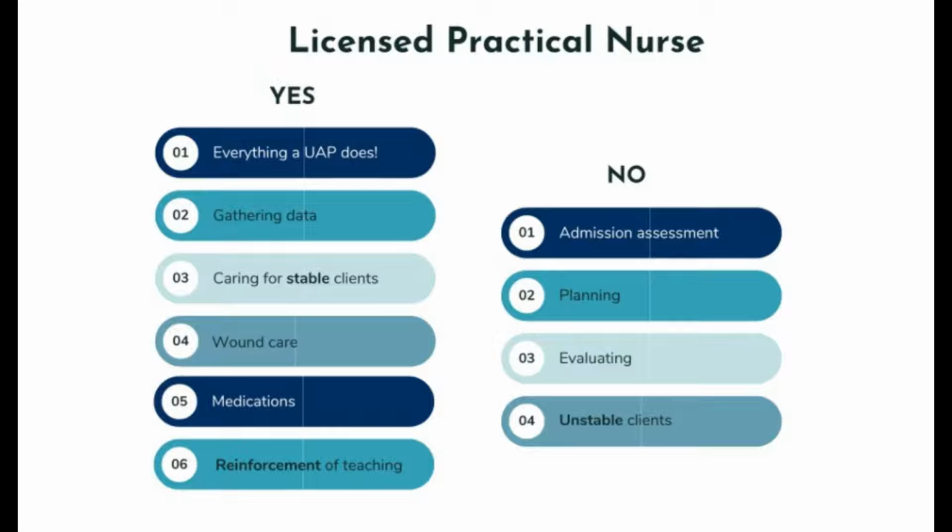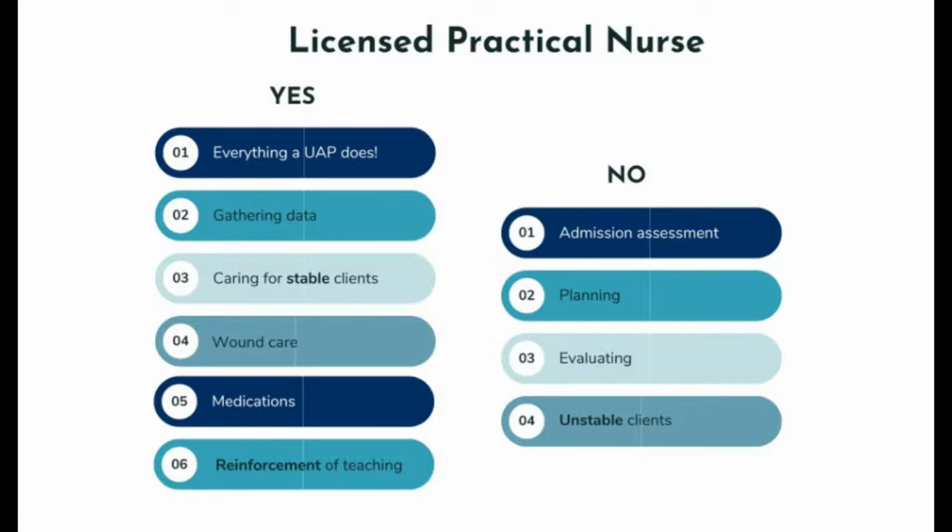They can come in to tell them the important reasons why they should continue the oral care. They are not coming to teach new things, but to reinforce what has been said. So, what are the things they can do again? Everything an AUP can do, they can do, including all of that. In addition to that, they can gather data. Meaning they can do vital sign checks, gather information, care for stable patients, do wound care, administer medication, and reinforce teaching.